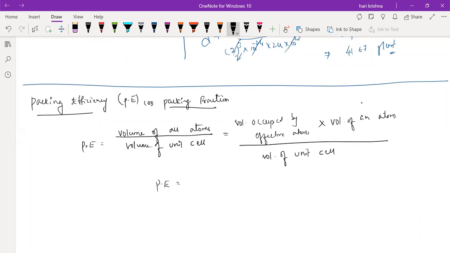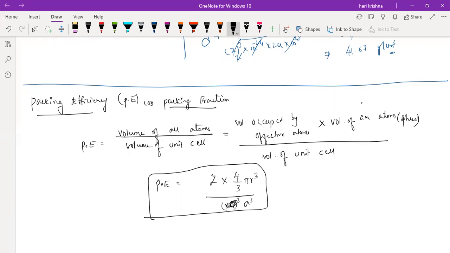If you compress this formula in terms of Z value, volume occupied by the effective atoms is Z value into volume of the atom. Atom is something like a sphere. What is the formula for volume of the sphere? 4 by 3 pi r cube. So Z into 4 by 3 pi r cube by volume of the unit cell. Edge length is A, that means A cube. Okay, this is the packing efficiency formula. Clear?